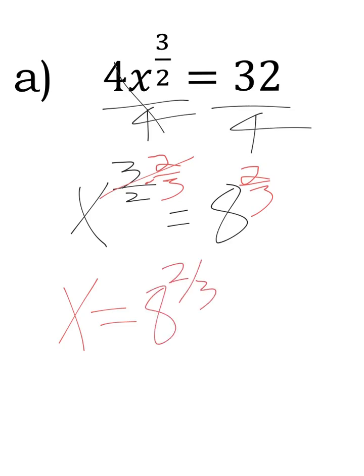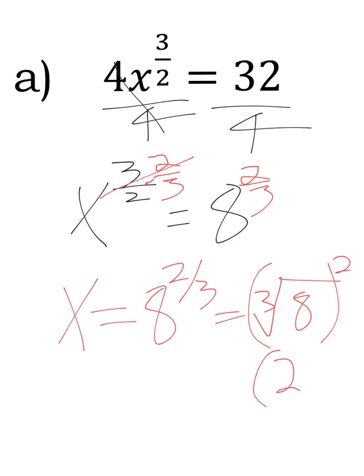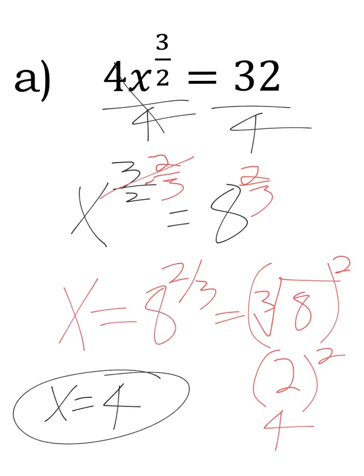So let's talk about what 8 to 2/3 means. In the previous videos, I said that the denominator is the root and the numerator is the exponent. So I need to do the cube root of 8, which is 2, and then I just do 2 squared, which is 4. So that means my final answer is x equals 4. And that's how you do it by hand without using the calculator.